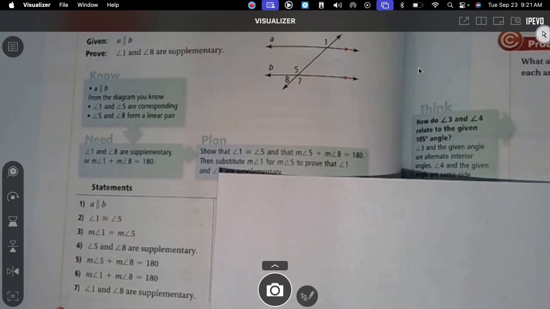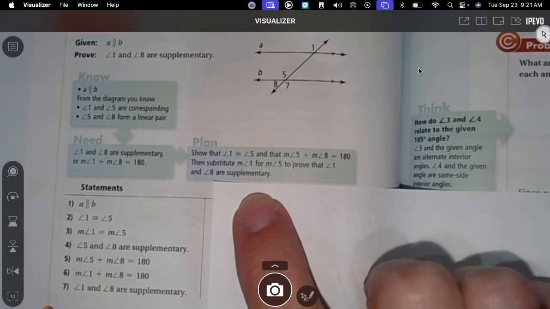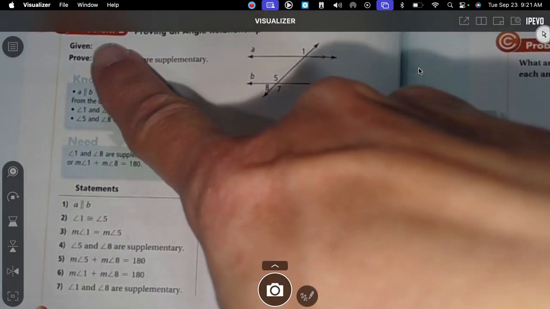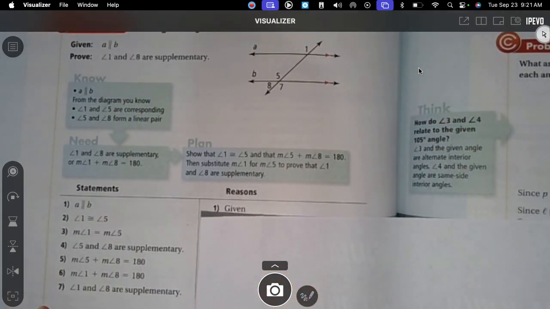What does that mean? Angles 1 and 8 are going to add to 180. So let's use some information. It says that A is parallel to B. How do I know that? What word is next to that? A is parallel to B. Given. That was given to me, so I write the word given. Why are angles 1 and 5 congruent? What kind of angles are they?